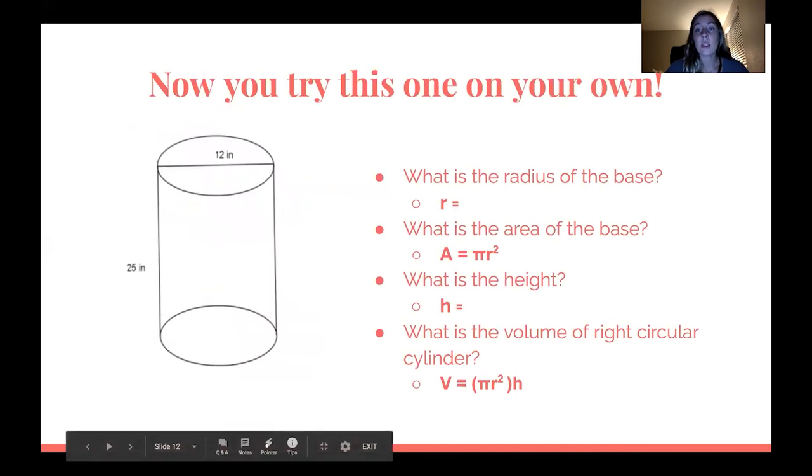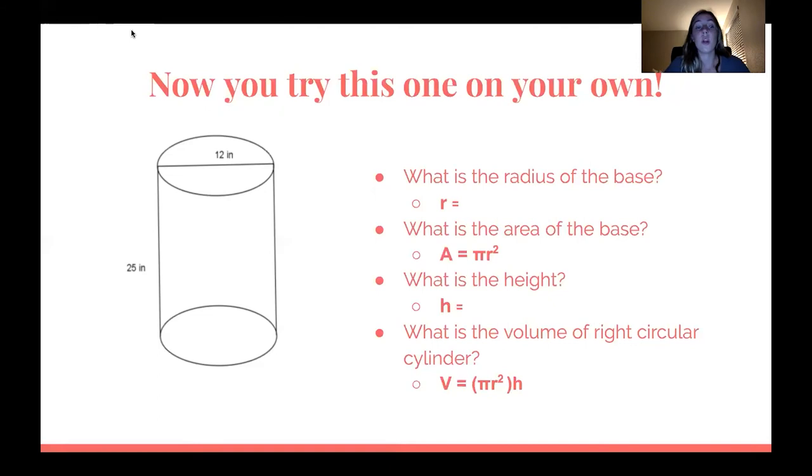So now it is your turn. You're going to try this problem on your own. So what is the radius? And once you find the radius, can you find the area of the base? So I just want to point out that we are given the diameter here. So we've talked about in this lesson so far what to do when you have the diameter and what you need to do to get the radius and the difference between the two.